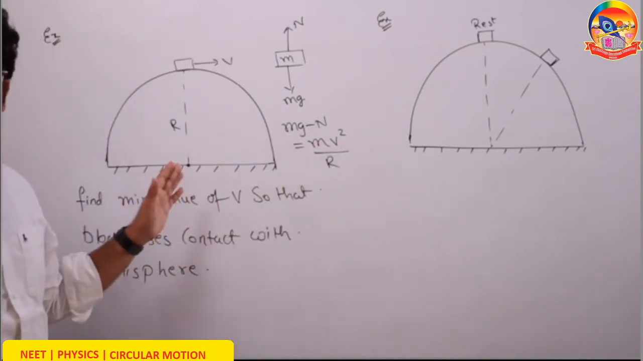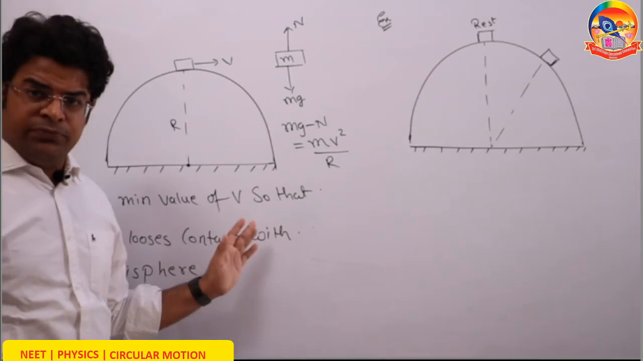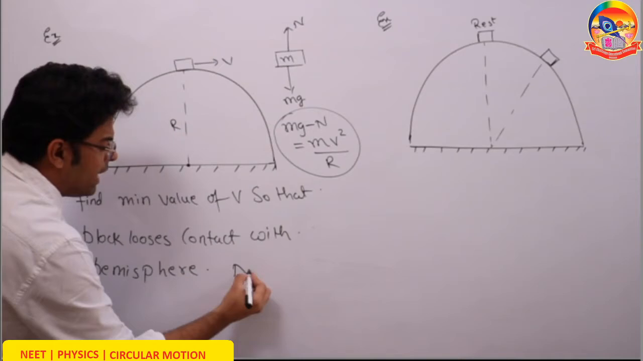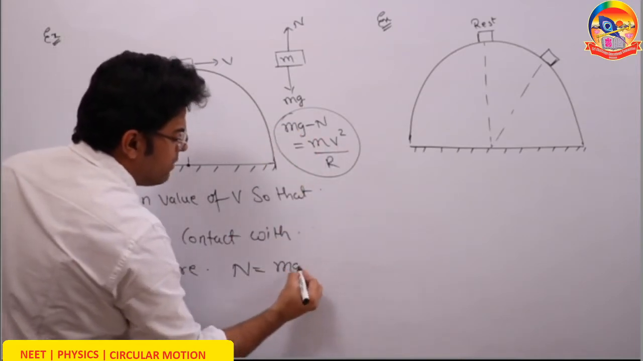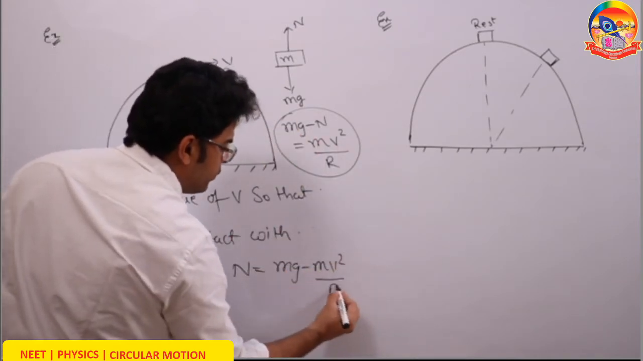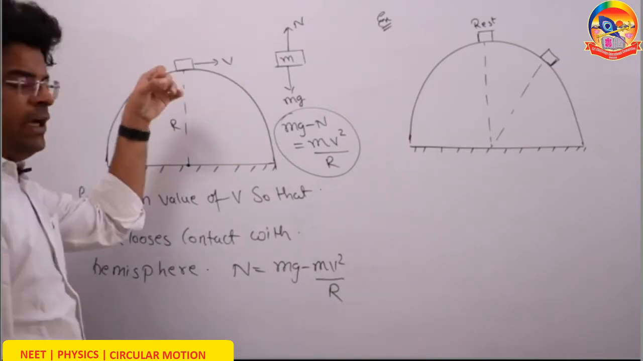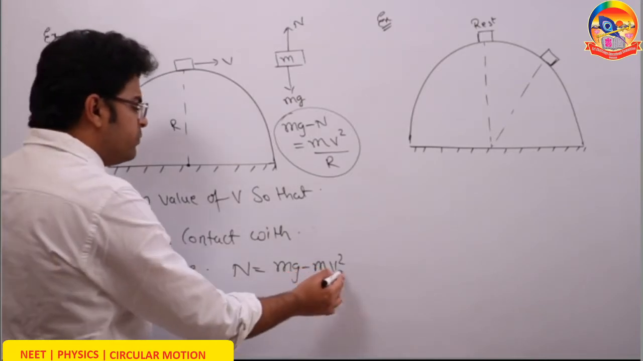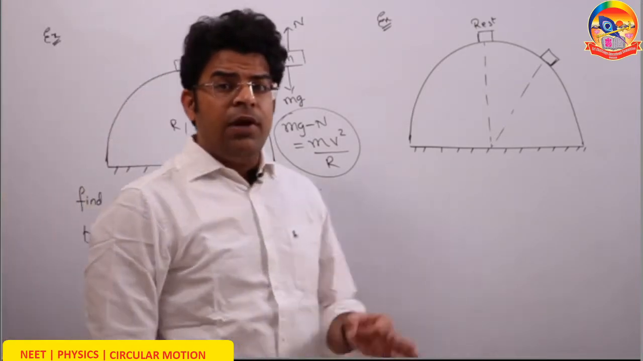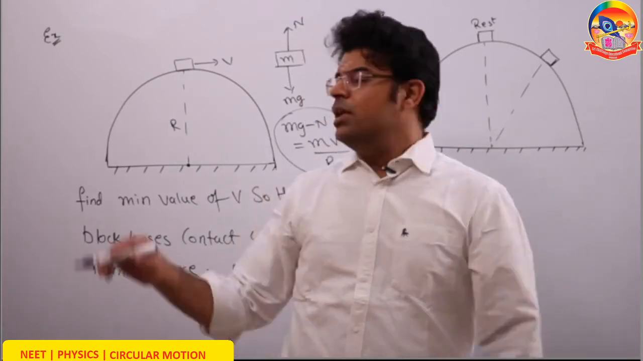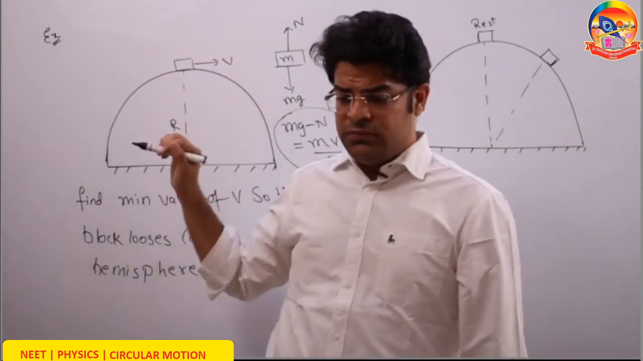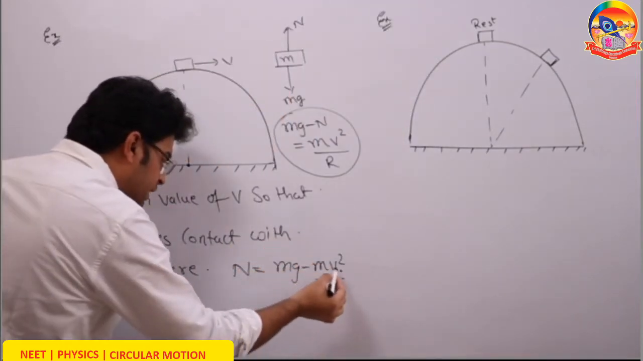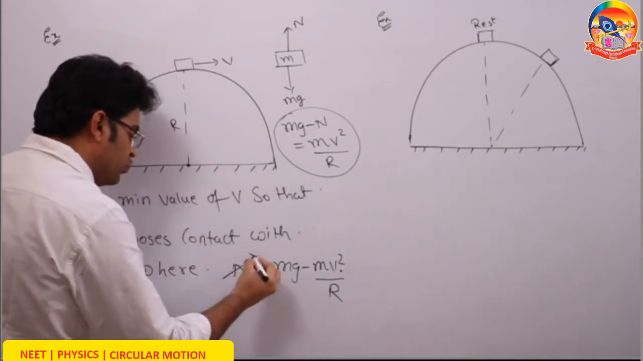Question is, what has to be the minimum value of v so that the block loses contact? Notice in this equation I can write normal reaction equals mg minus mv square by r. So if we keep on increasing the speed, the normal reaction keeps on decreasing. There is a particular value of speed for which the normal reaction becomes 0, and once the normal reaction becomes 0, we say that the block has lost contact with the dome. So for which value of v the normal reaction becomes 0? Substitute normal equals 0.